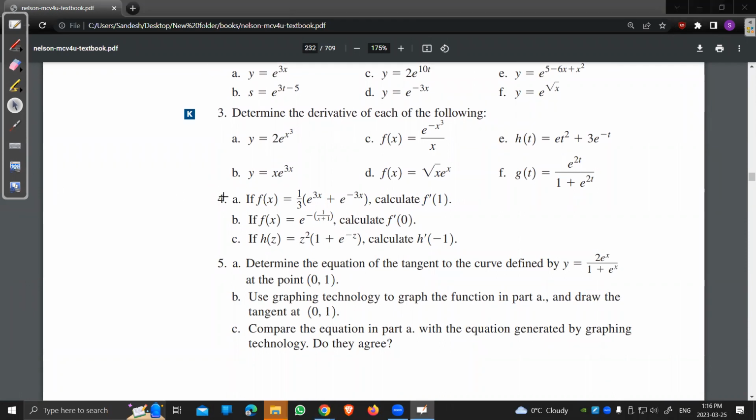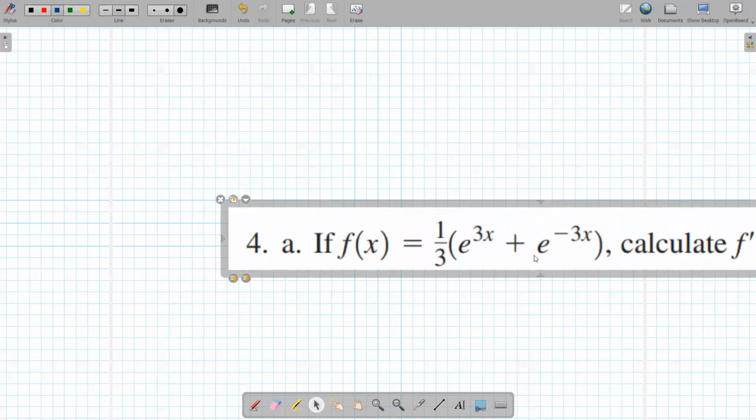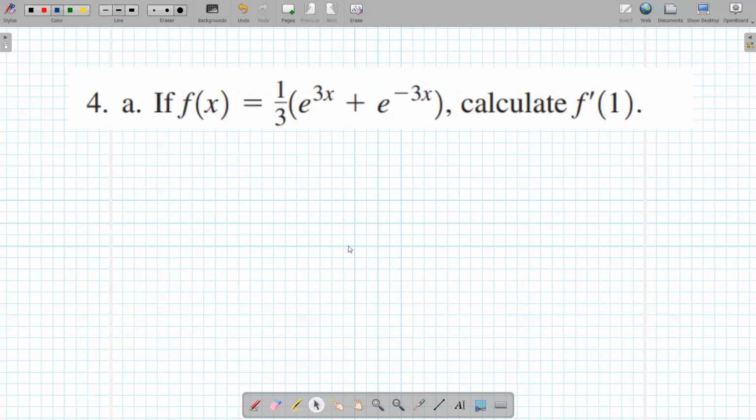Okay, let's do a tricky question. They've given us a function. We need to find the first derivative, and then we need to plug 1 in there as the x value. What is the idea here? How would you find the derivative of this? Any ideas? It's a trick question.